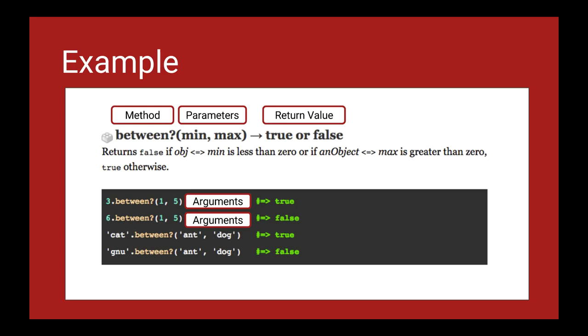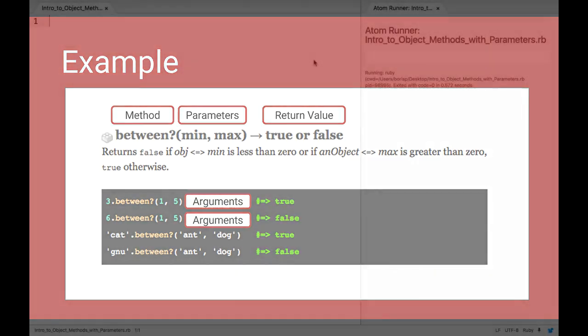We can also see another example right below, 6, and we call the between method on that integer. We pass in two arguments, 1 and 5. So 1 represents the min, 5 represents the max. 6 does not fall between those two numbers, so that method returns false.